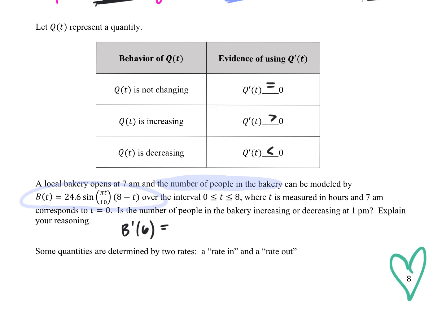Anyone get a B prime of 6? Yeah, seriously. X equals negative 28.172. You might just have had a different decimal in there. Did you do 24.6?